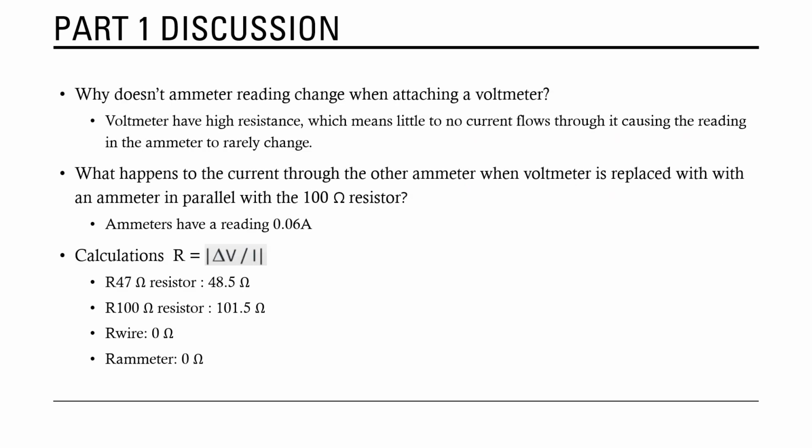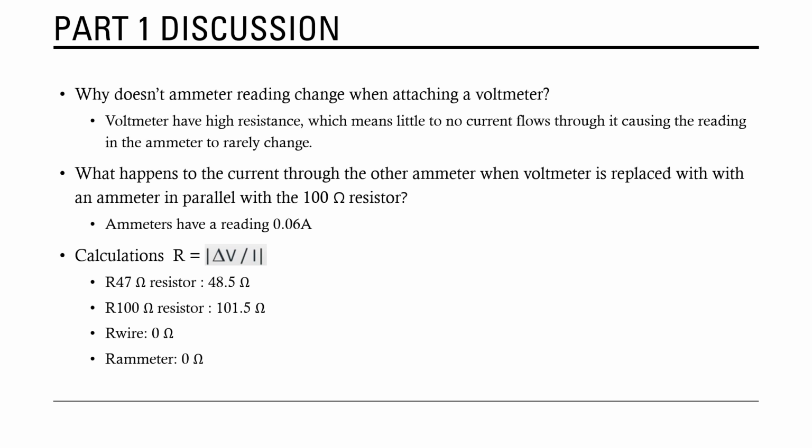After doing the first part of the experiment, we could answer the following questions for discussion. So, why doesn't the ammeter reading change when attaching a voltmeter? This does not change because the voltmeter has very high resistance, so that means that very little current flows through it, and that makes no change in the reading for the ammeter.